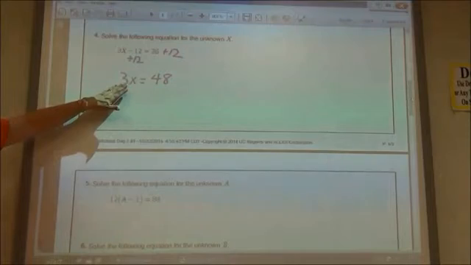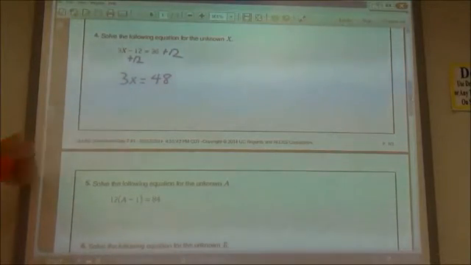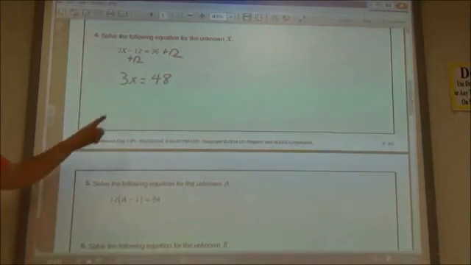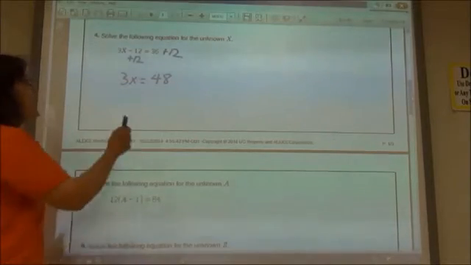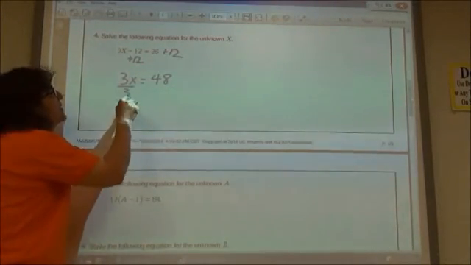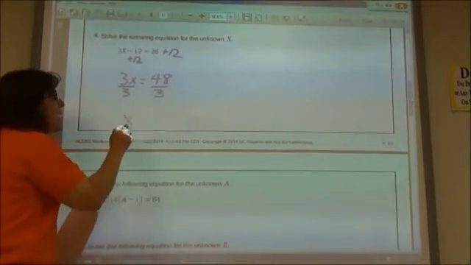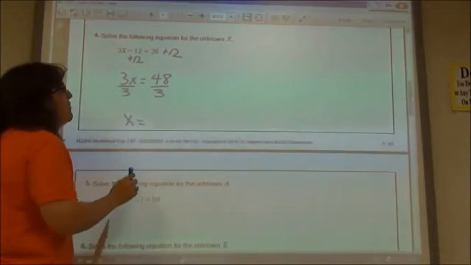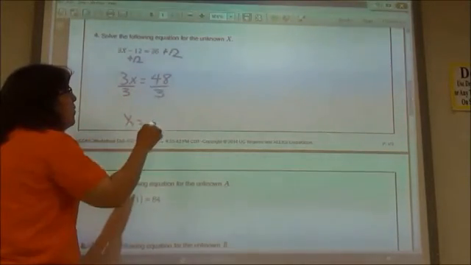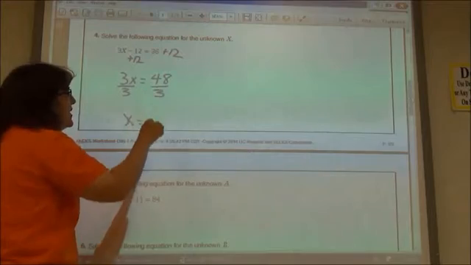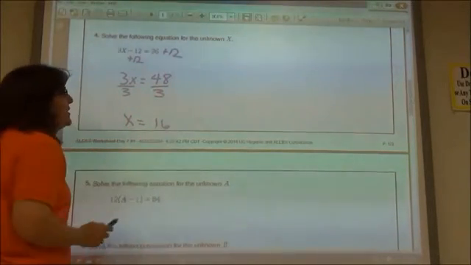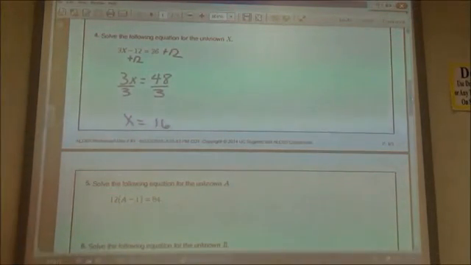Then again, we have to get the x by itself. 3x means 3 times x. To get rid of that number in front, then I do the opposite of multiplying, which is dividing by 3. X is going to equal 48 divided by 3. 3 goes into 4 one time. I have 18 left over. 3 goes into 18 6 times. So x is 16, since 16 times 3 is 48.